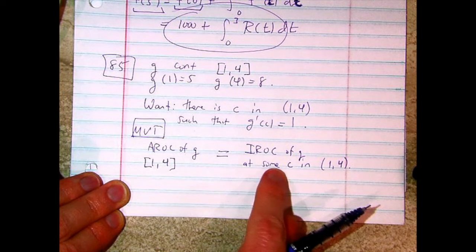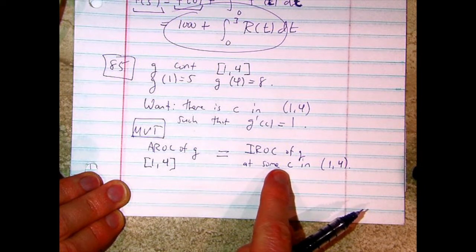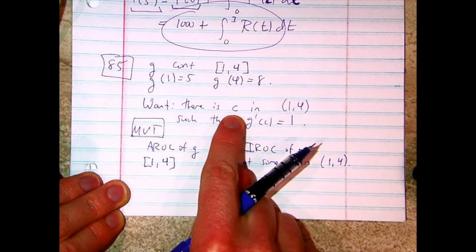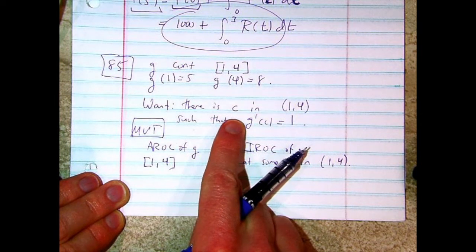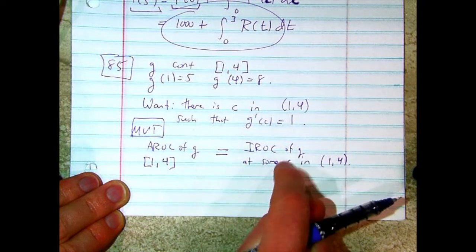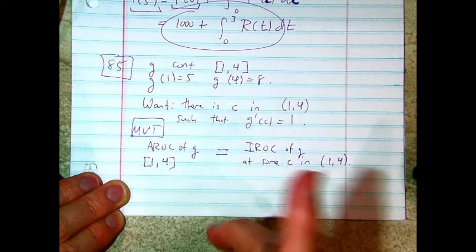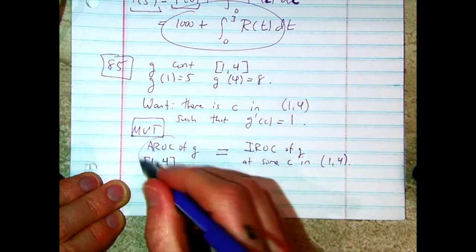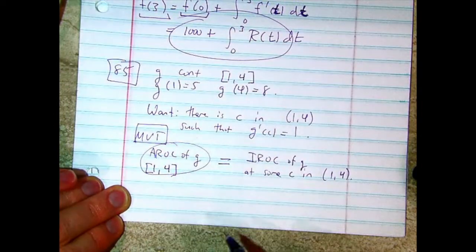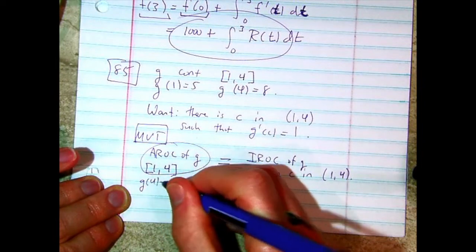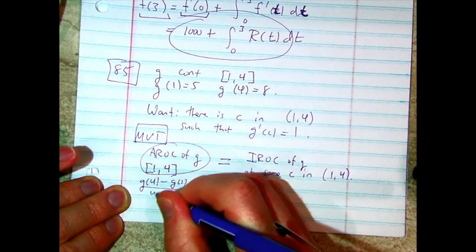This c, whose existence is assured by the mean value theorem, is exactly what they're talking about here. And really what the question is asking you is, what additional hypothesis do you need in order for the mean value theorem to kick in? If you compute the average rate of change of g over 1, 4, and you can't actually do it with this information, because it would be g of 4 minus g of 1 over 4 minus 1.